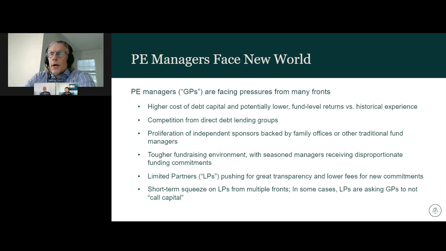And I've been to a number of conferences in the last couple of months, and there's definitely expectations from the LPs that the returns that they've experienced over the last 10 years will face some compression, some from higher debt costs, some also just from the competitive landscape, because there's just so much money floating out there in terms of dry powder.